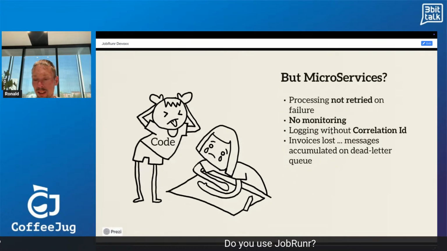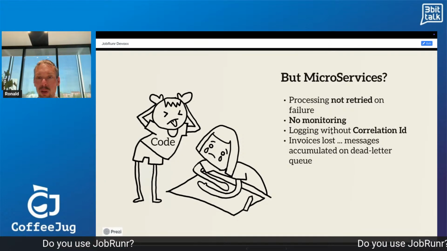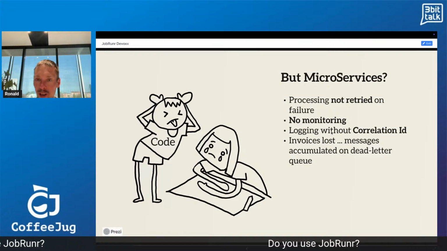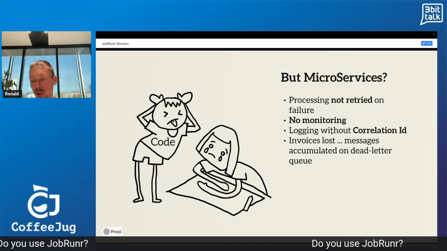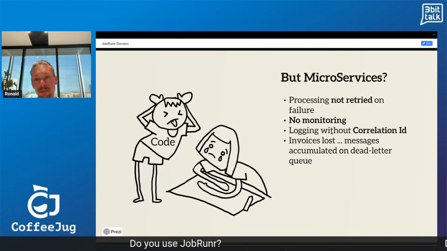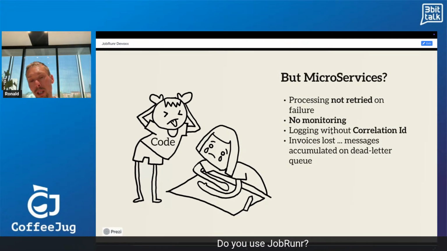And then, yeah, we started testing this, and yeah, things were not always so nice. Processing was not always retried on failure because the internal communication between the microservices was using REST or HTTP. And yeah, when it fails, it fails. It was not retried. There wasn't any monitoring. Logging was done without a correlation ID, and invoices just got lost. The messages accumulated on the dead letter queue, which we didn't watch back in the time.